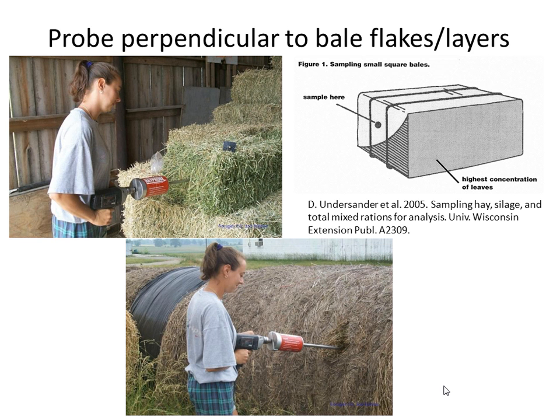Okay, so basic probe technique is to go through the flakes on a bale. Here we've got a conventional small rectangular square bale, and the flakes are going this way. So we're going to go through the end of the bale, between the strings, because there is actually a surprising gradient of leaves and stems within a bale, and you can bias the sample. So go in the end of the bale. Similarly with large bales, go through the layers, through the flakes.